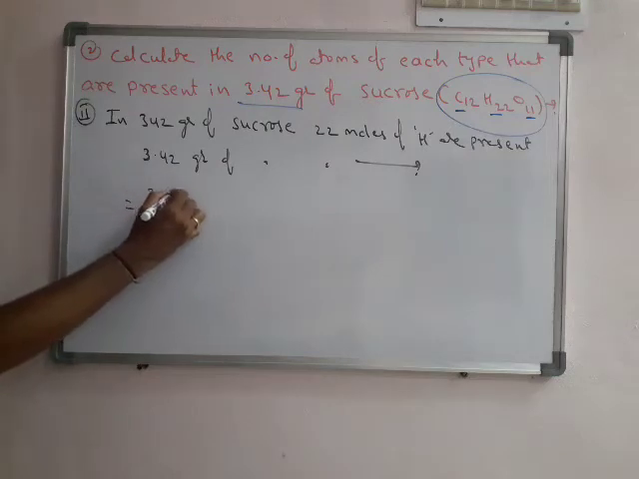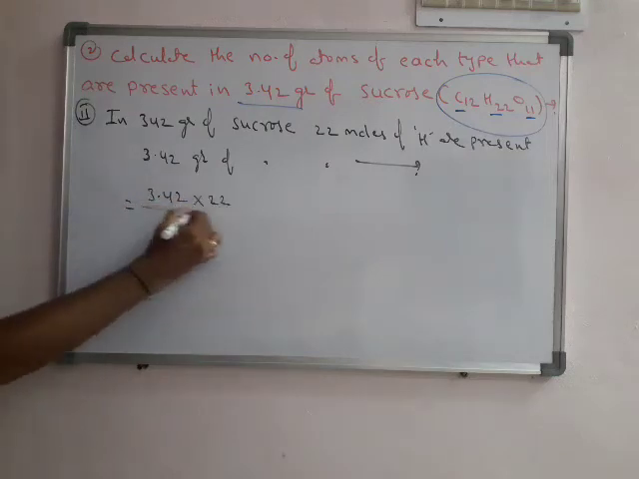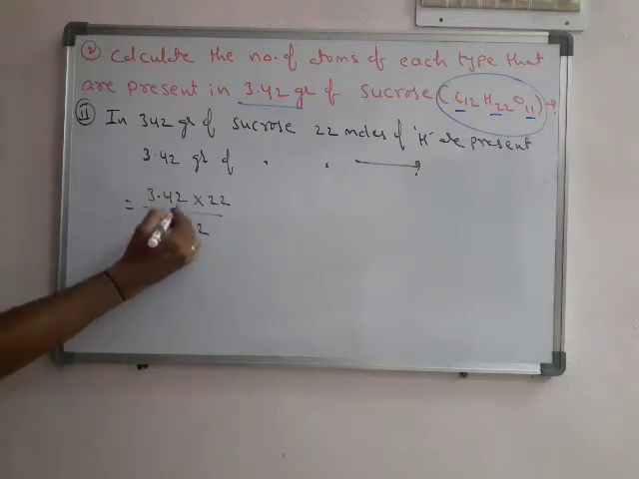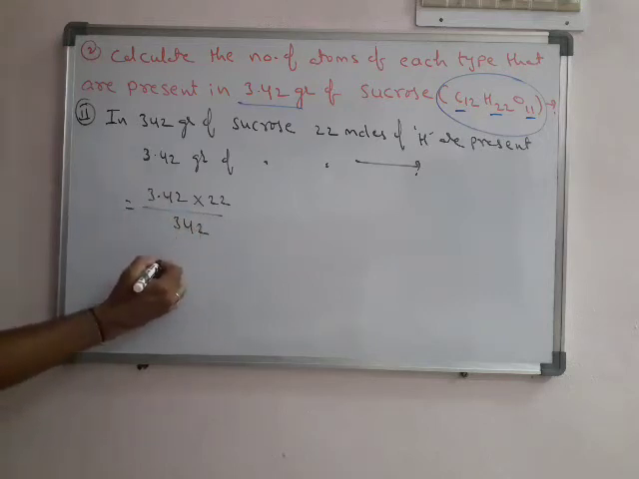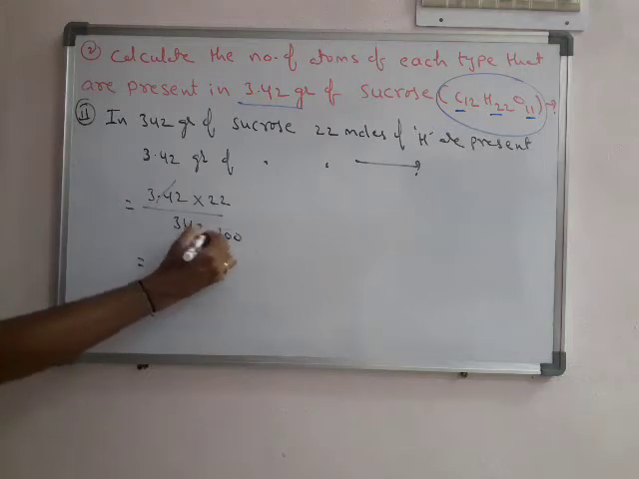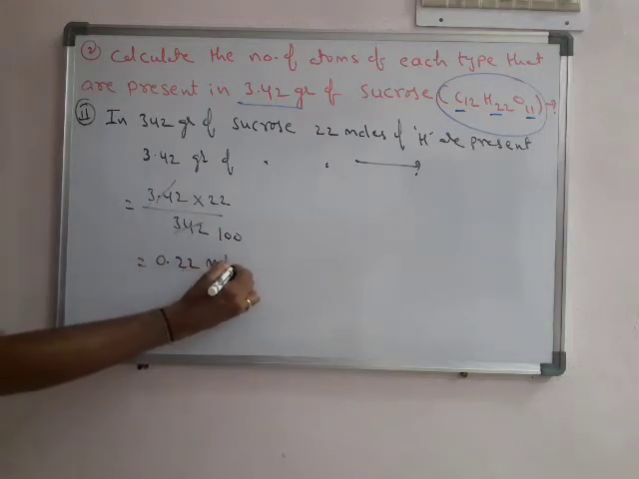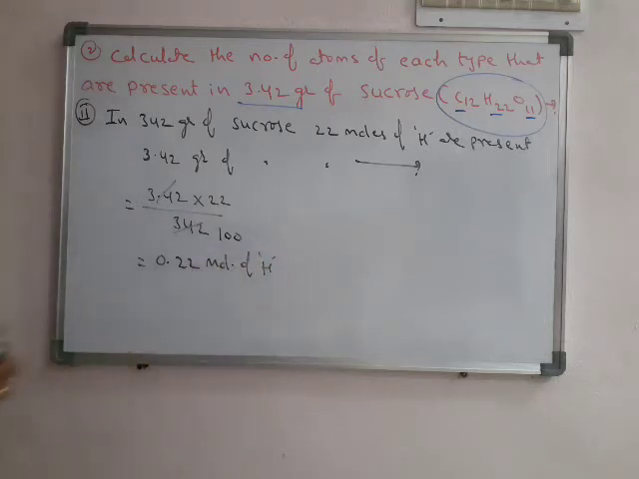Okay, so here we will get 0.22 moles of hydrogen. 0.22 moles of hydrogen.